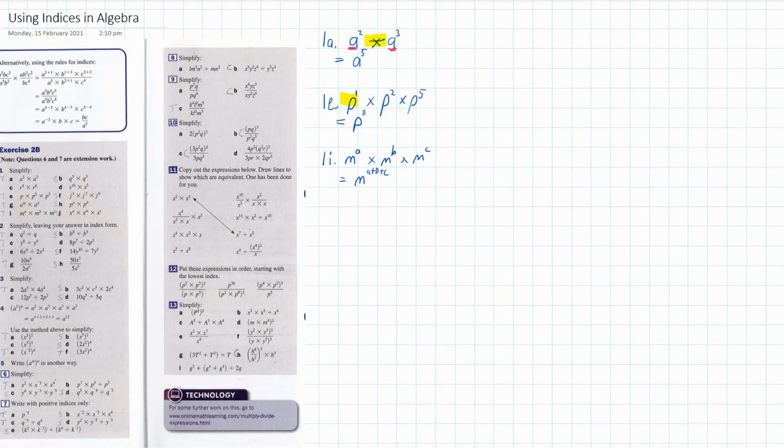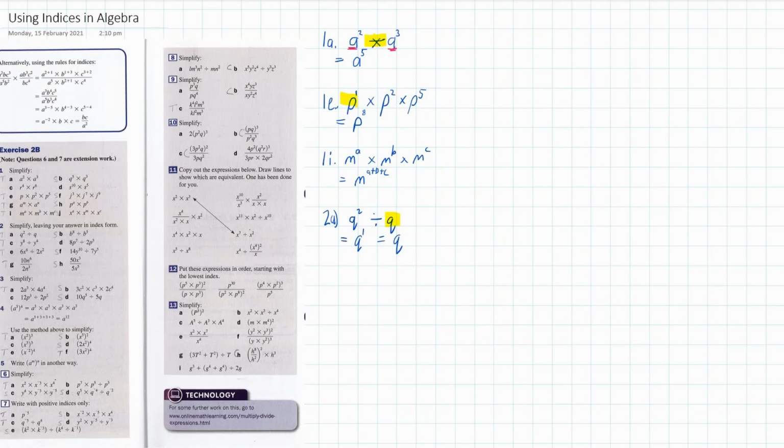Now we're going to move on to using our division index rule. So the first example I have here is 2a, q squared divided by q. Now remember that this here, this q, is actually q to the power of 1. So our final answer is q to the power of 2 minus 1, which is q to the power of 1, or in other words, q.